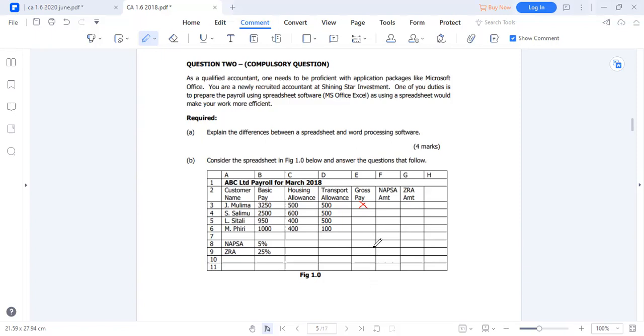Then how do we get the NAPSA? It's 5%. What formula do you put? 0.05 or 5% times E3. And these are percentages of the total amount here. So to find column F, it is 5% times E3. That's for NAPSA. And this one, 25% times E3.